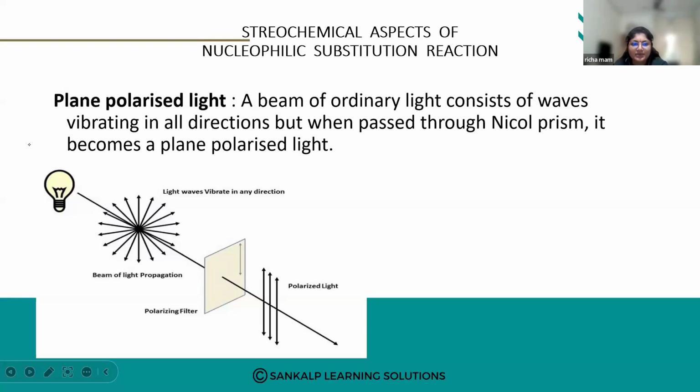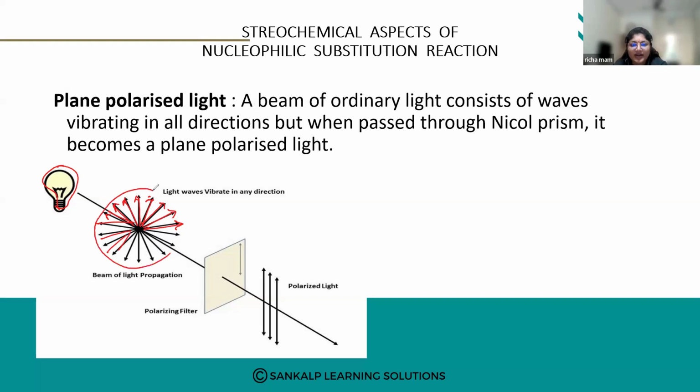So you can see the bulb. Whenever a beam of light falls from this bulb, it consists of ordinary light, and this ordinary light consists of waves, and these waves vibrate in all directions.